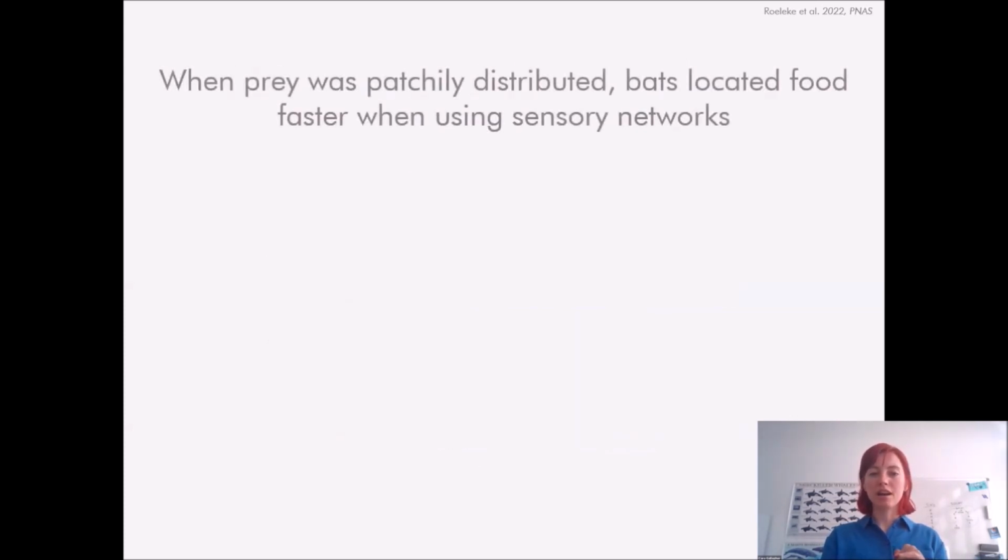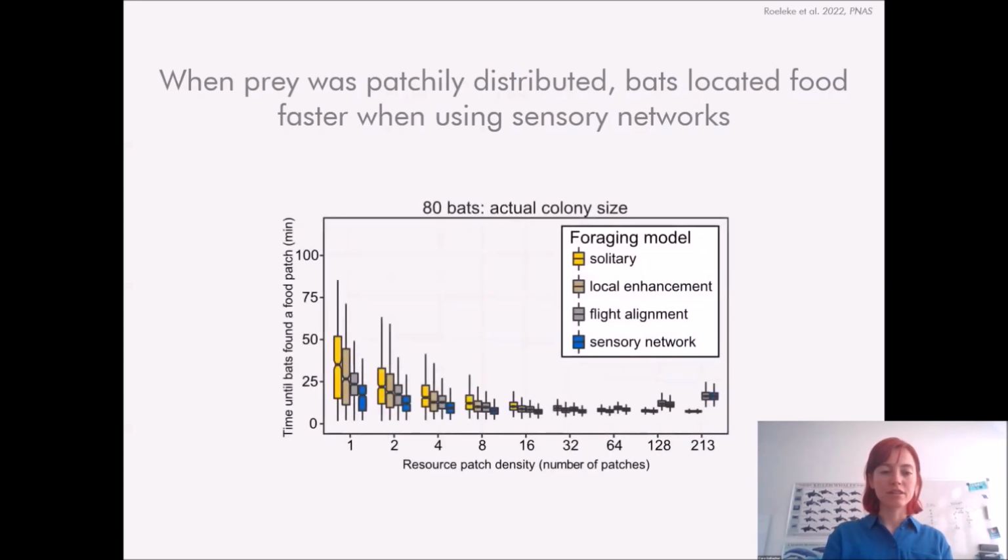Then when looking at the food localization, we found that when food was really patchily distributed, bats located food much faster using the mobile sensory networks. This is the number of food patches on the x-axis here, and this is the time until bats find their very first food patch of the night, and each color represents the foraging mode. At these lower numbers of patches, meaning that all the food in the environment is clumped into a few patches, bats find food much faster using the sensory network than foraging solitarily.